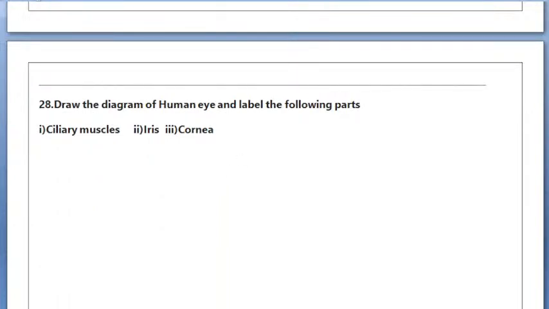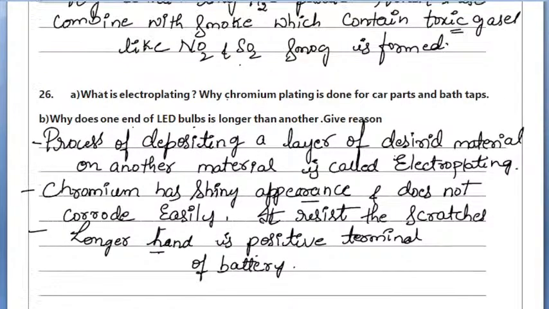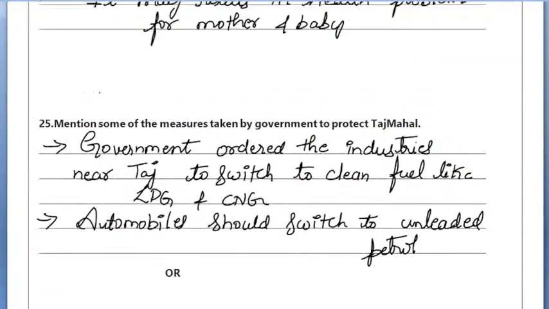The last question I am asking here is to draw a neat labelled diagram of the human eye. You need to draw the human eye structure and label the following parts: ciliary muscle, iris and cornea. I think everybody has learned how to draw the neat labelled structure of the eye. If you have not yet learned, please learn the structure of the eye and also learn to label all the parts. These are some of the questions I have prepared for practice paper 4.